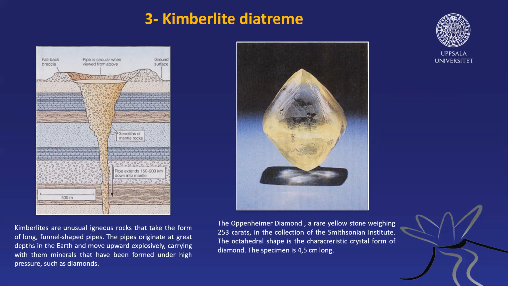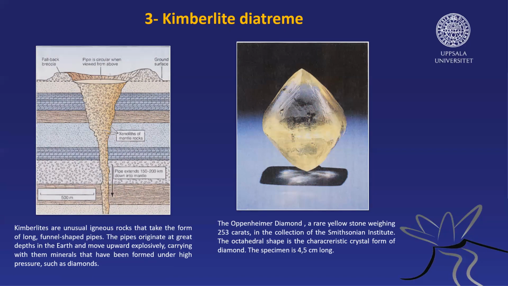Kimberlite diatremes, as I said, are basically funnel-shaped pipes. We believe that the kimberlite magma comes from deep within the crust or even in the mantle. It comes from very deep. It's full of gas. When it's close to the surface, it explodes and creates this kind of geological object.